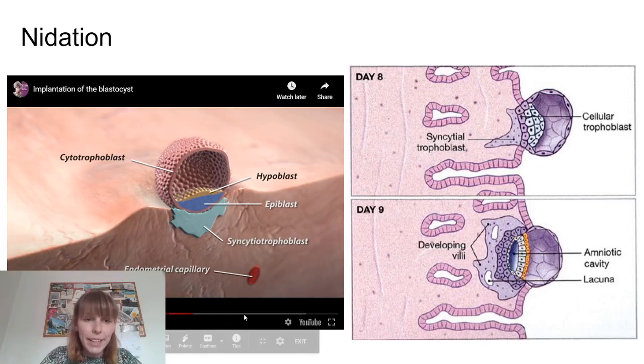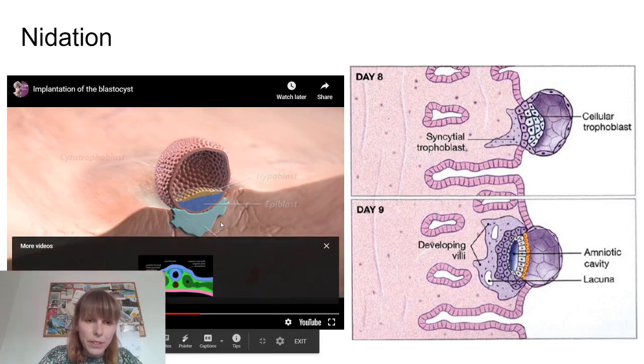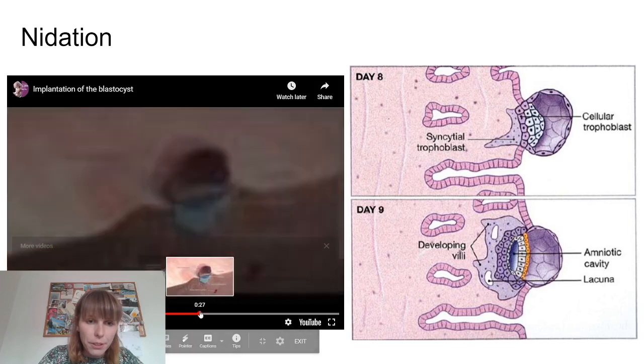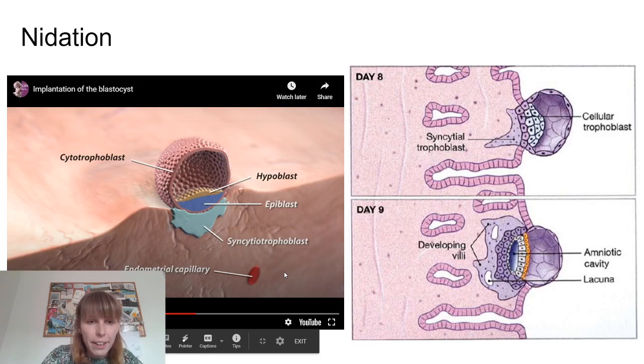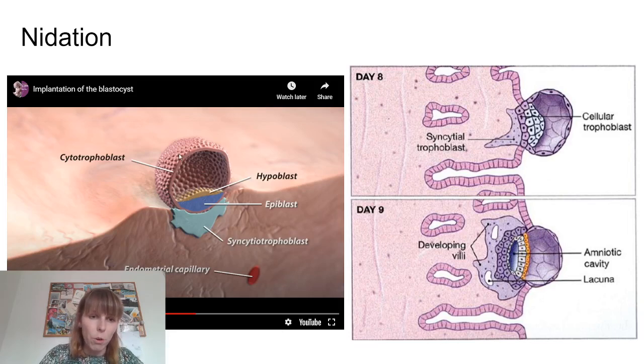And here we start to distinguish between different areas or parts of this future embryo, sort of. These are terms that we will be hearing from now on during the placenta and the embryonic.